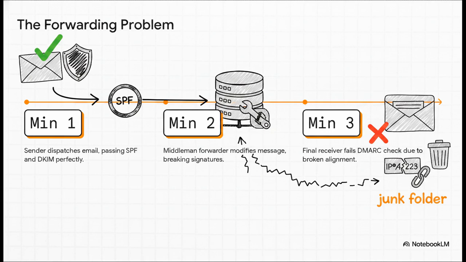Chronologically, here is exactly how legitimate forwarders cause a headache. Step 1. The original sender dispatches an email, perfectly signed, easily passing SPF and DKIM. All good. Step 2. The email hits a middleman forwarder. That forwarder helpfully adds a caution external tag to the subject line, or maybe tweaks the body. Boom, the cryptographic seal is now broken. Step 3. The final receiver evaluates the email, sees a broken signature, misaligned IPs, and fails the DMARC check. Suddenly, a perfectly legitimate email is sent straight to the junk folder.